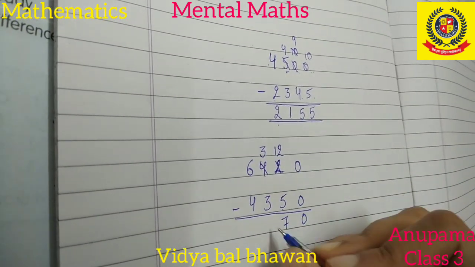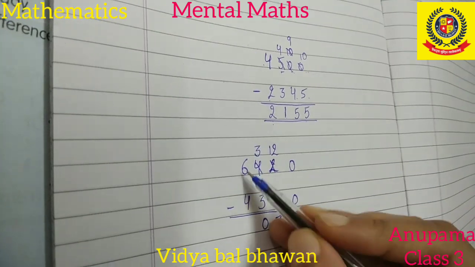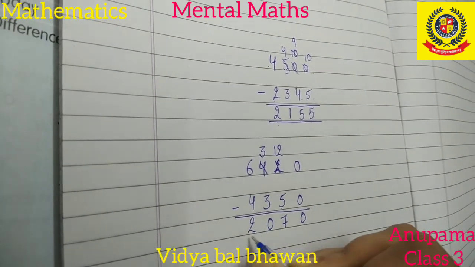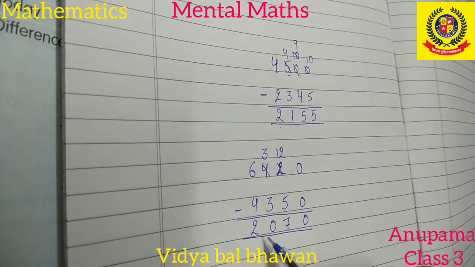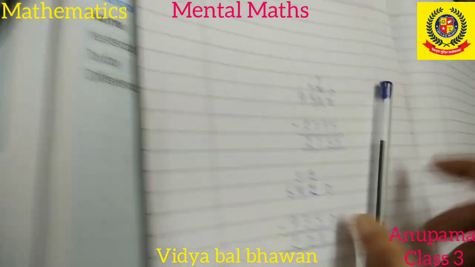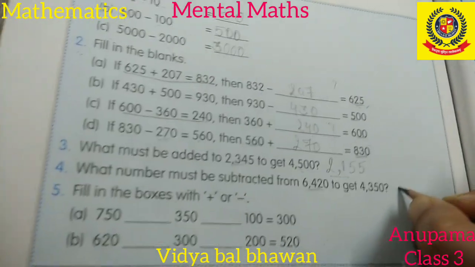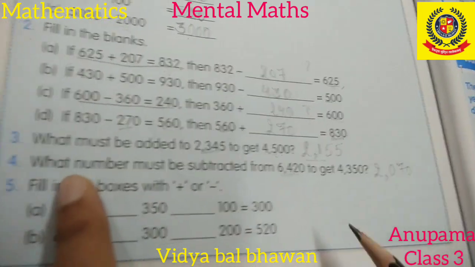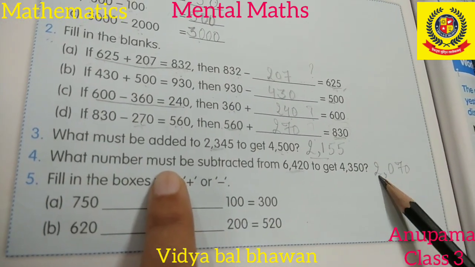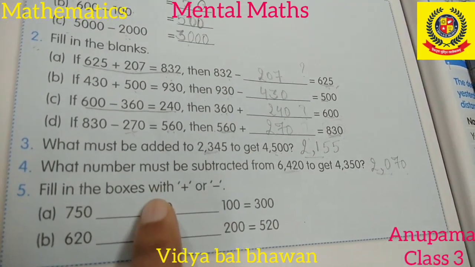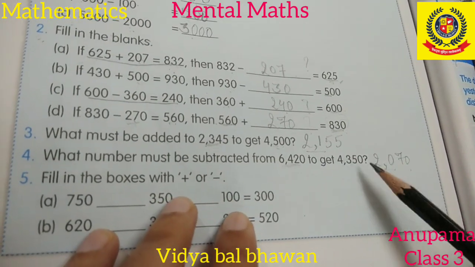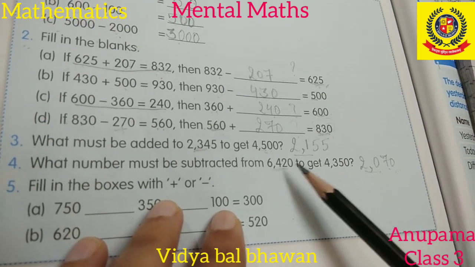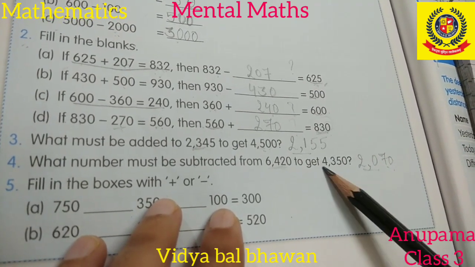3 minus 3, that is 0. 6 minus 4. We all know that 6 minus 4 is 2. So answer is 2070. Okay. So write here 2070. This number we get, 2070. Okay. So when we subtract 2070 from 6420, we get this number.